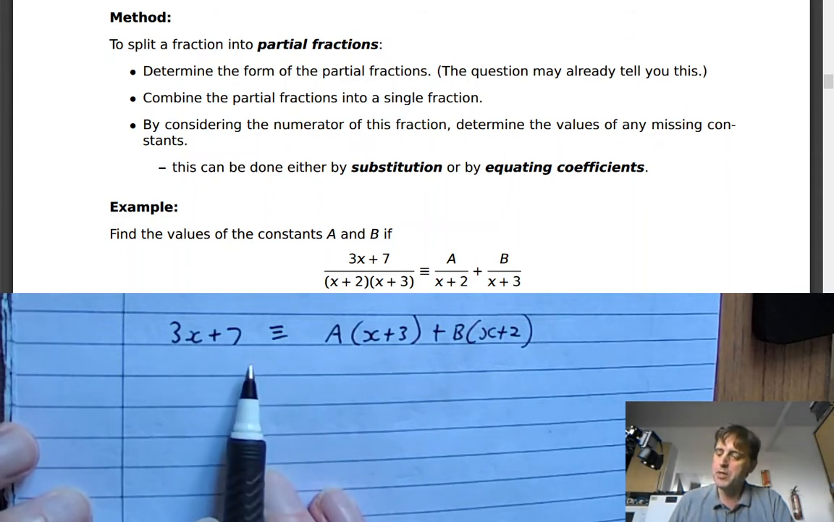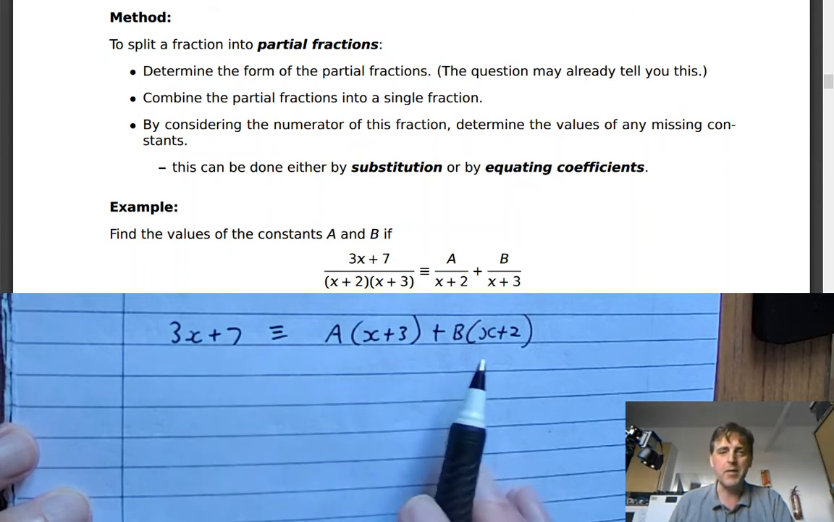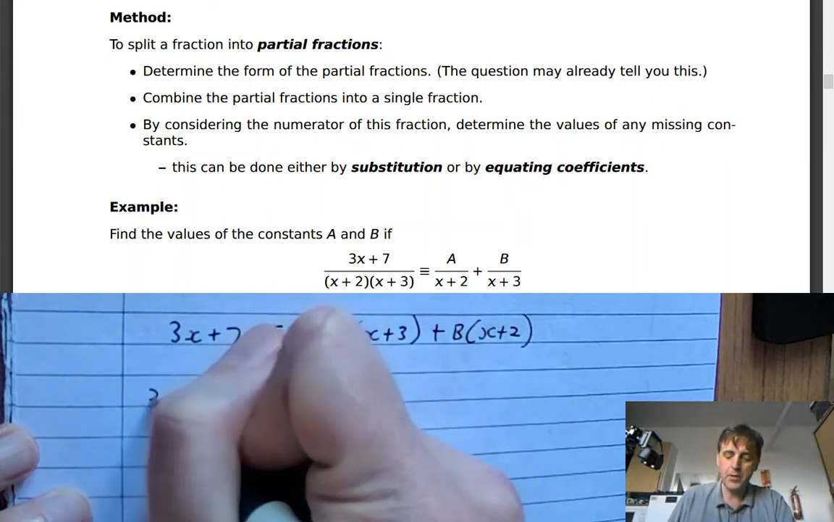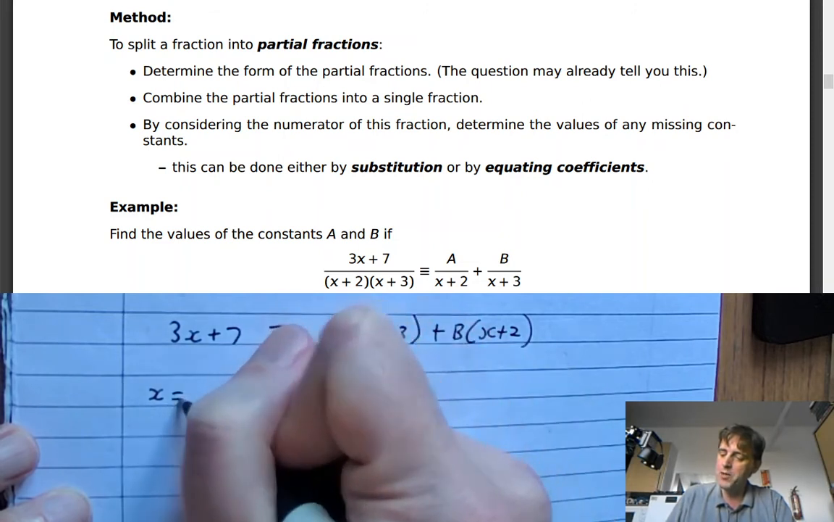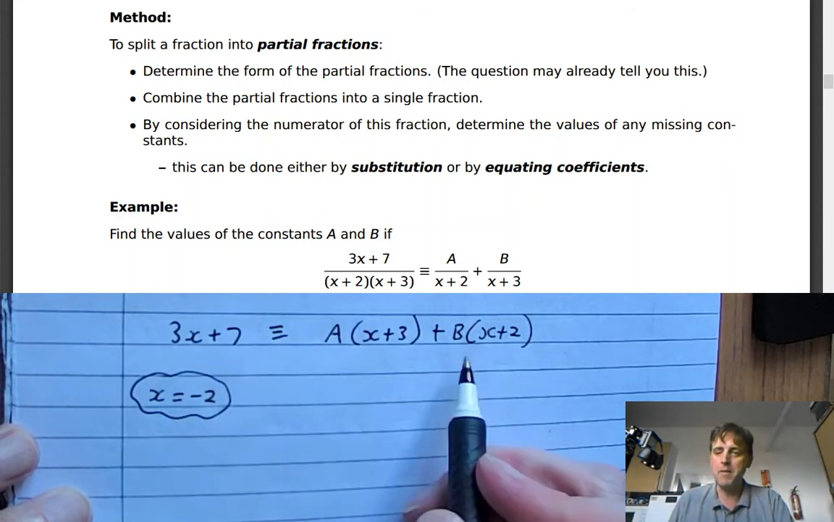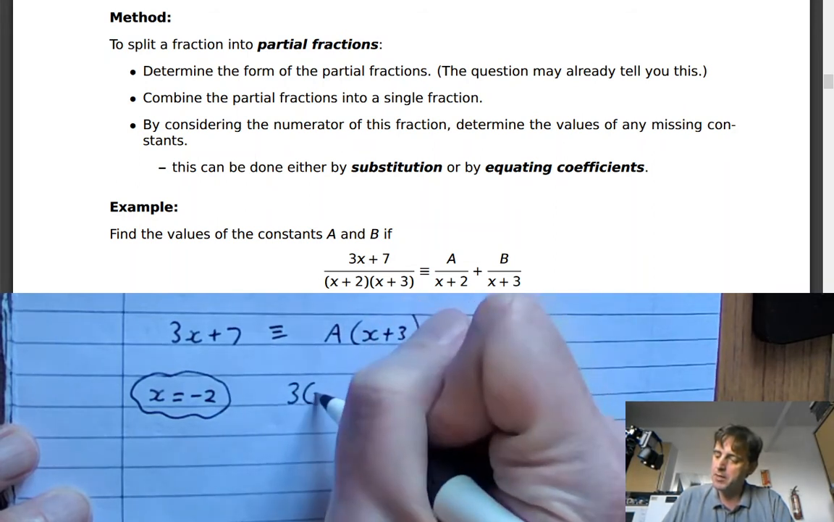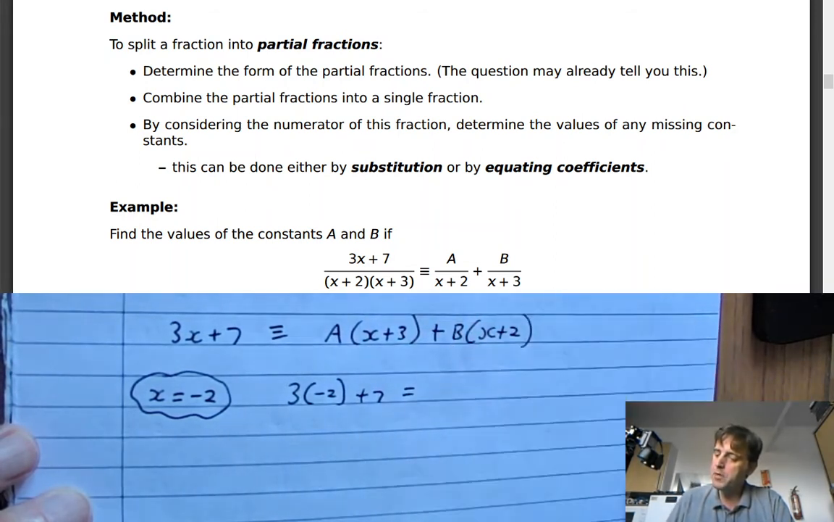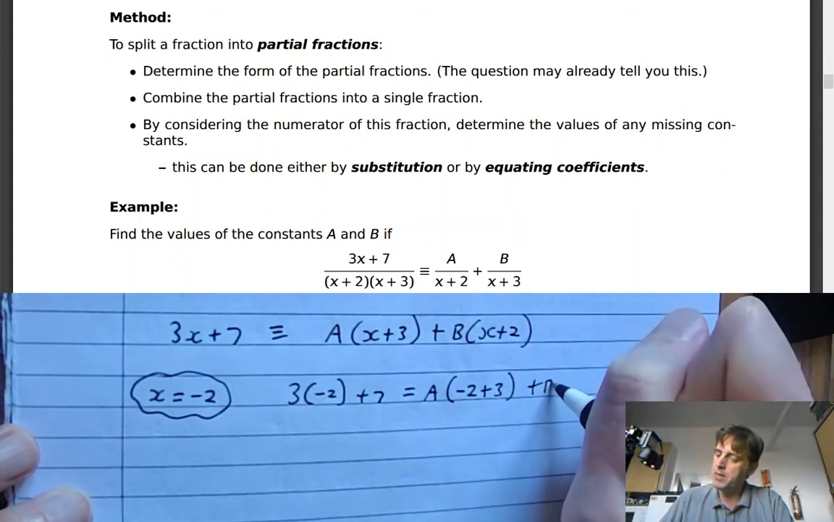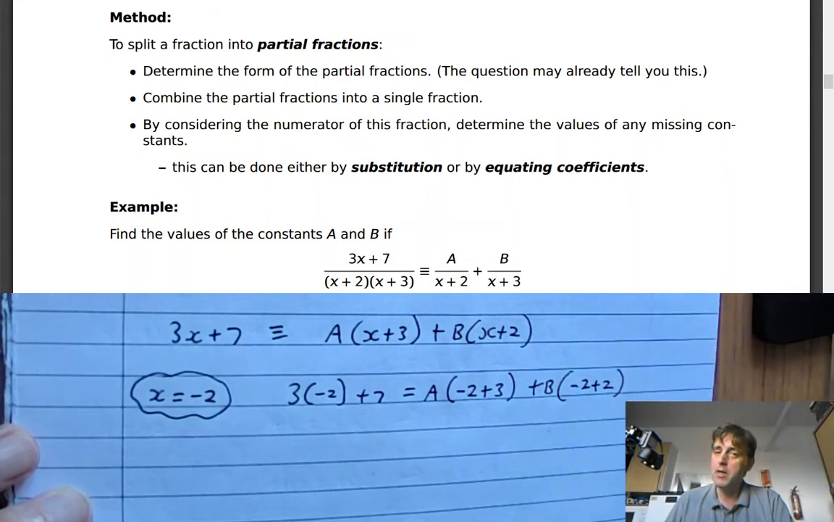I'm going to choose a particular value of x, which is going to make things nice. Now, why can I do that? It's because this statement has to be true for all values of x. So in particular, it's got to be true when x equals -2. Now, you may see why I've chosen -2, or you may not yet, but let me substitute x equals -2 into here, and we'll see what we end up with. So 3 times -2 plus 7 on the left-hand side. On the right-hand side, we're going to have a times -2 plus 3, plus b times -2 plus 2. And maybe you can now see, if you couldn't already, what's going to happen.